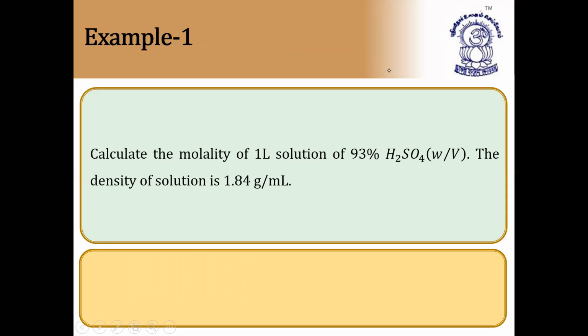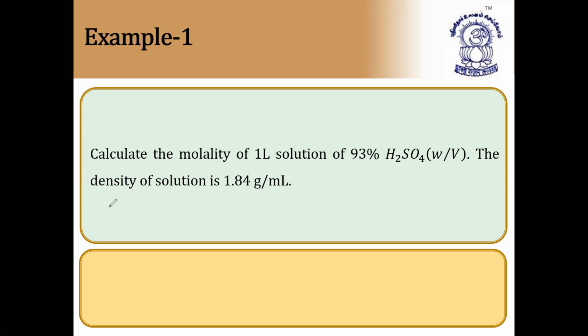Calculate the molarity of 1 liter solution of 93% H2SO4 weight by volume. The density of solution is given. So 1 liter solution of 93% H2SO4. First we have to find molarity. And they are given weight by volume percentage, 93% of sulfuric acid. From this you can find capital M, molarity. After finding molarity, you can find small m. So let us see how to find it.